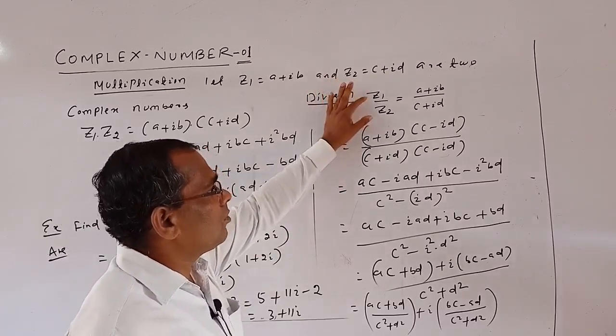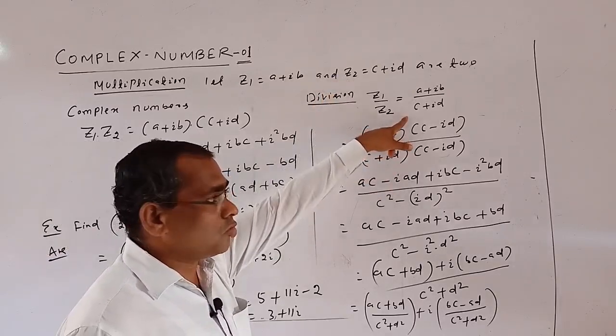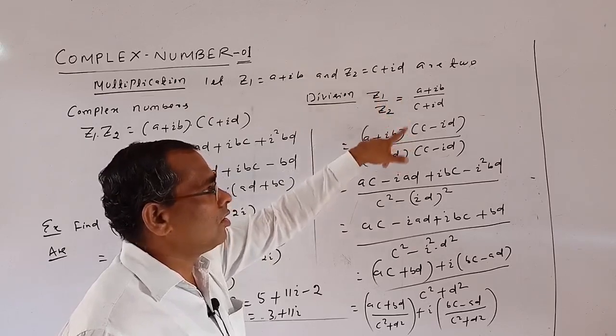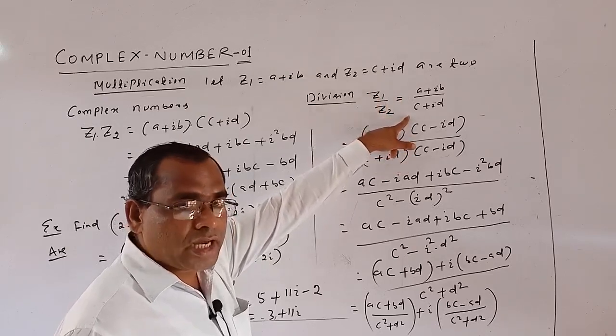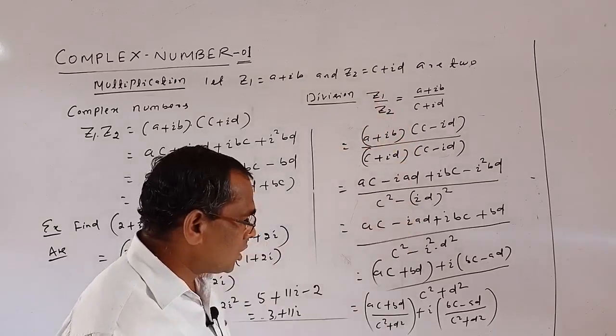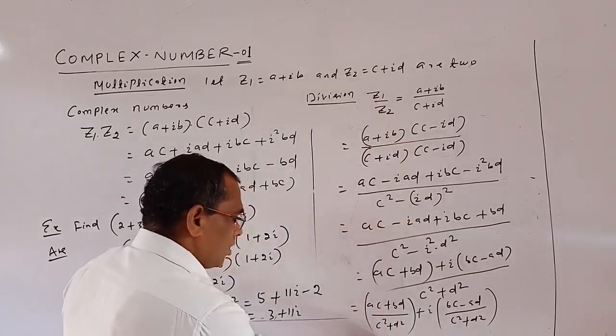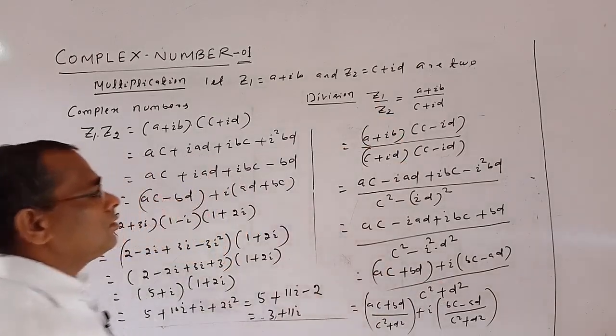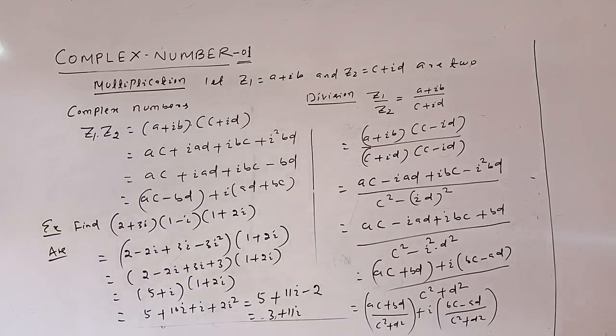First you have to multiply the conjugate of the denominator in the numerator and the denominator. The denominator is C plus iD, so multiply its conjugate in the numerator and denominator, and then write it in A plus iB form. Okay. So this is the A plus iB form of the division of complex numbers.